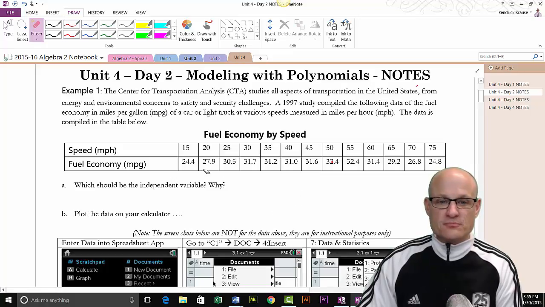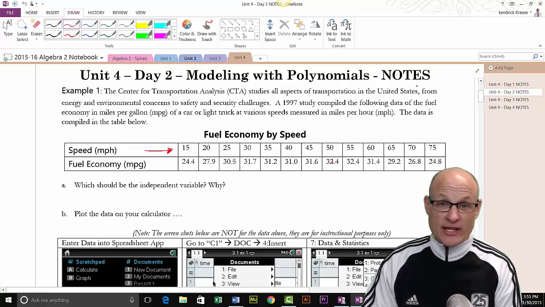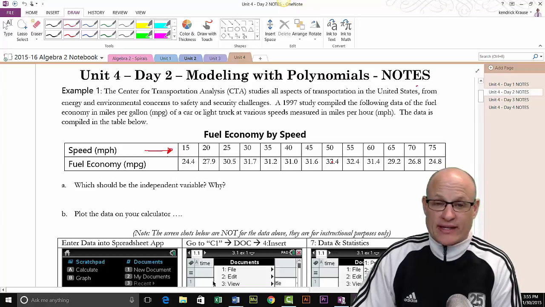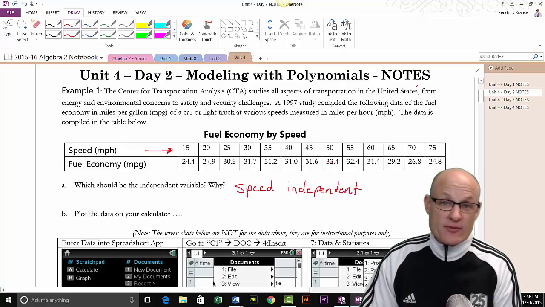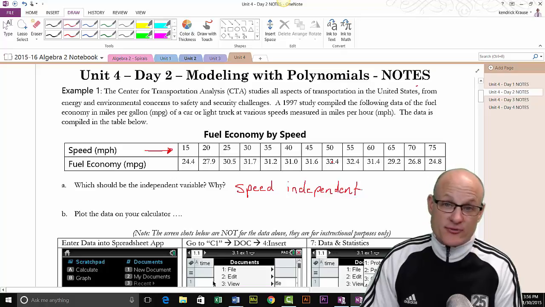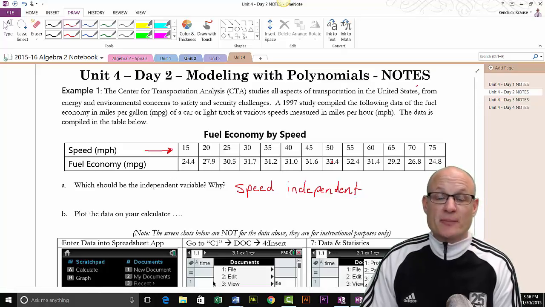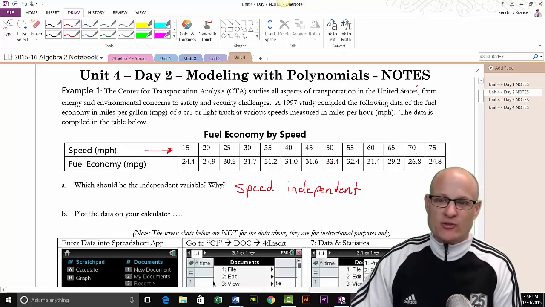Well, in this particular case, the thing that I'm going to modify is my speed. I'm going to change my speed. If I drive faster, I get a certain gas mileage. If I drive slower, I get a certain gas mileage. So in this case, speed would be my independent variable. The faster I drive, the more fuel I use. The slower I drive, the less fuel I use. The amount of fuel used depends on how fast you're driving. That's why it's going to be there.